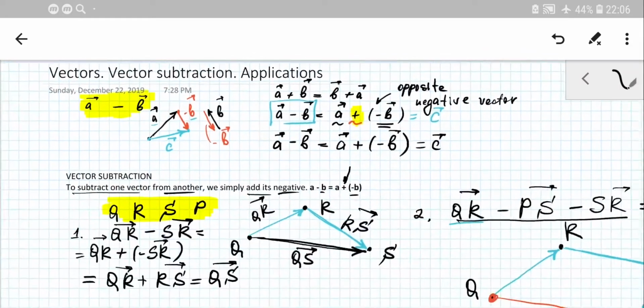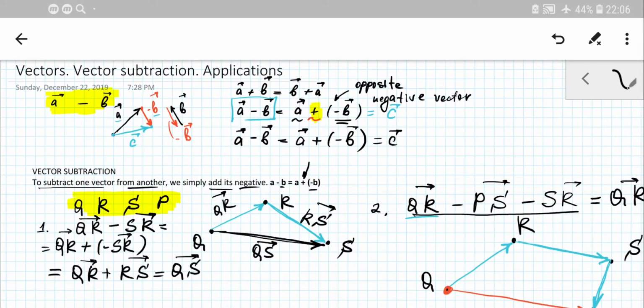Alright, so that's how subtraction works. I remind you, subtraction is simply addition with the opposite vectors. I hope you understand how it works. If not, just watch the previous video dedicated to vector subtraction. And now we go to application.